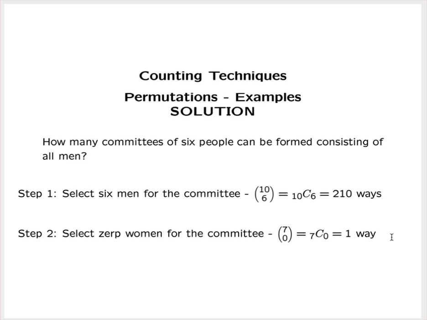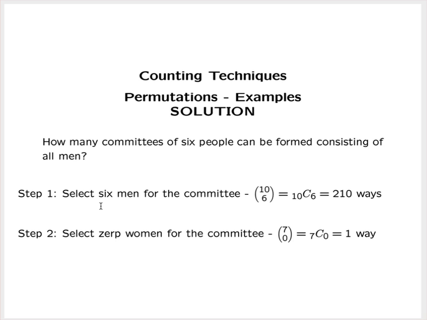How many committees of 6 people can be formed consisting entirely of men? Well, again, we can think of this as a 2-step process. Select the men on the committee and then select the women. Well, there are going to be 6 men on the committee. The number of ways of selecting 6 men for the committee is 10 choose 6, which is 210.